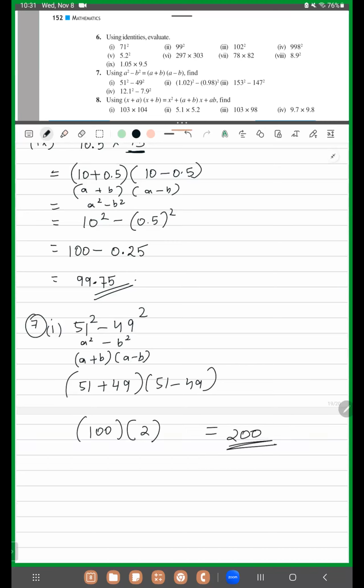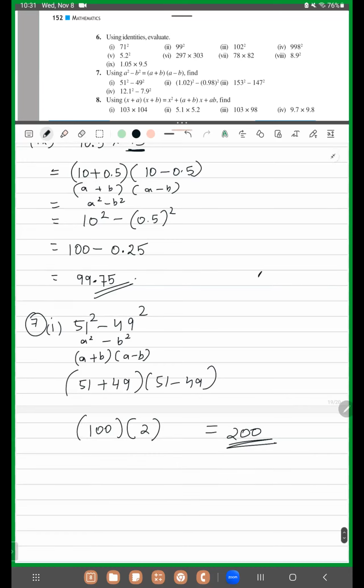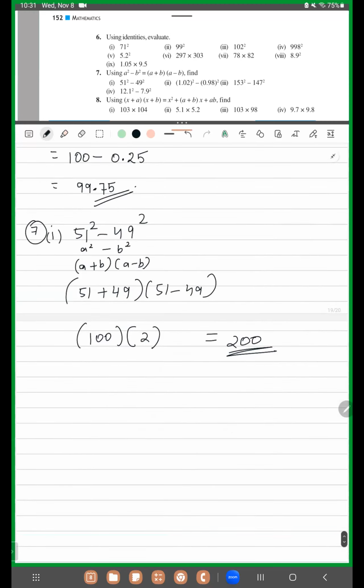See how this becomes helpful: imagine you had to calculate 51 square, solve it, then find 49 square, solve it, and then subtract both of them. That would be a really lengthy process. So instead of that, we're just going to make use of these shortcuts, these identities, to help us with such calculations, okay?